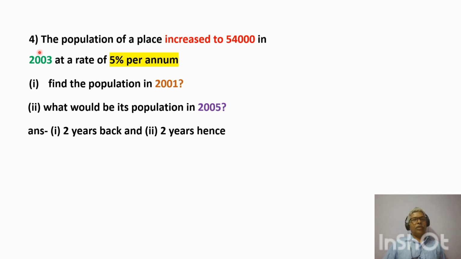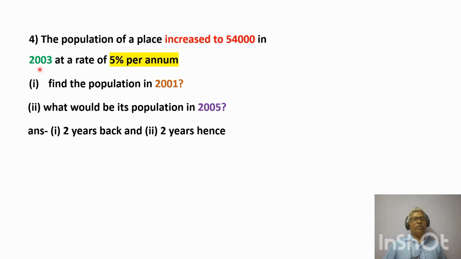Another example: a population of a place increased to 54,000 in 2003 at the rate of 5% per annum. Find the population in 2001 and what will be its population in 2005. Though it is a population, it is a compound interest problem, so we need to treat it like that.